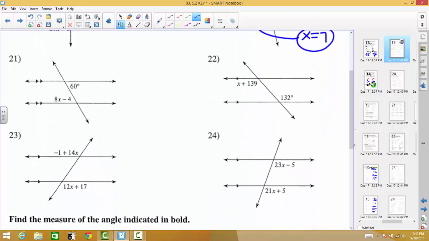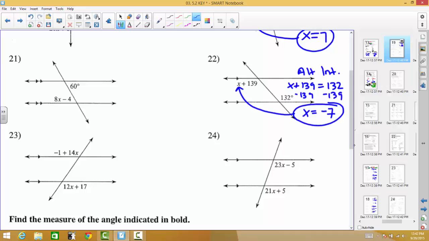In 22, these are alternate interior, so they are the same. So x plus 139 would equal 132. Your goal in life is to get x alone, so you need to move the 139 over, by subtraction, because you're undoing the order of operations. So x would equal negative 7. That makes good sense because you need that to be a 132.